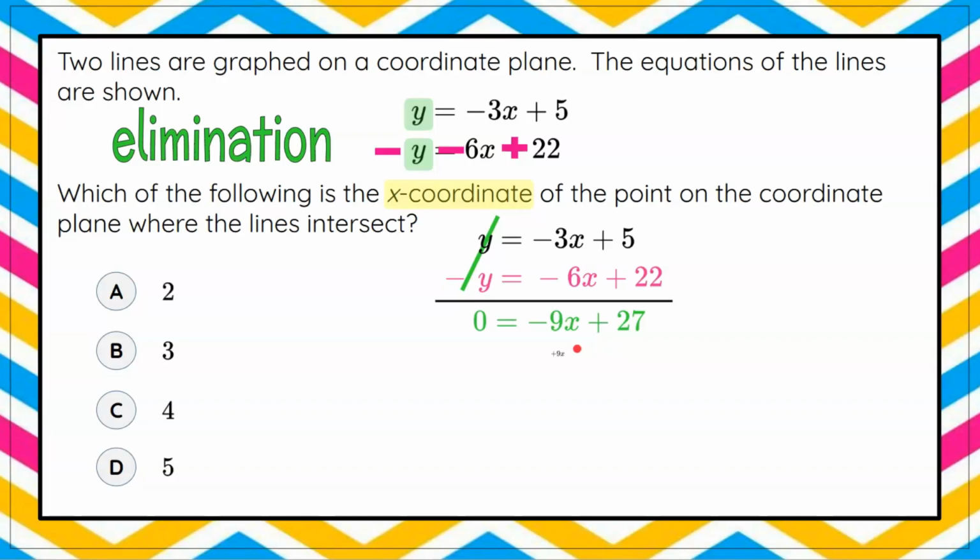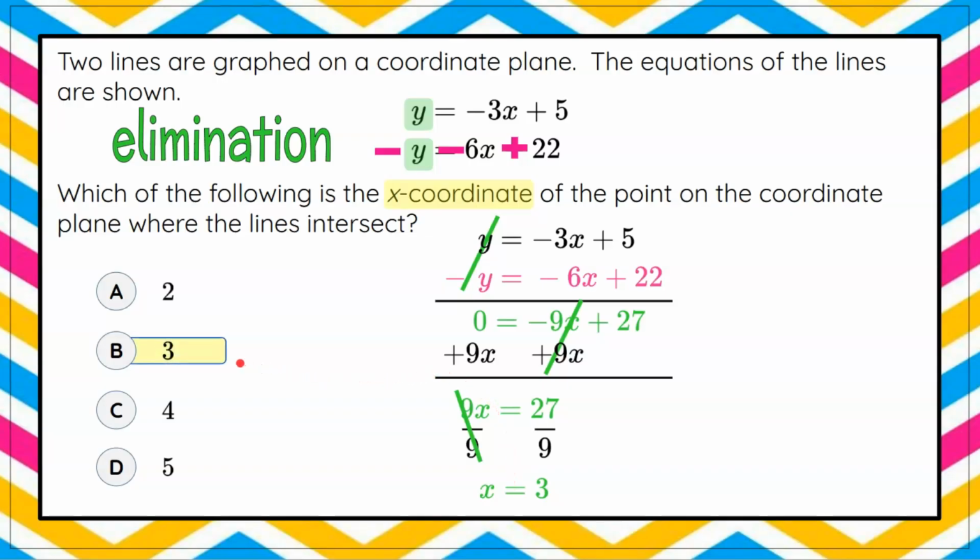So I'm going to add 9x to both sides to get the variable term to the left and have the constant on the right. So this gives me a zero pair. So 9x is equal to 27. Divide both sides by 9 to isolate x. 9 divided by 9 is 1, giving me x equals 3. And we already knew that's what it was from doing substitution. So the answer is B.